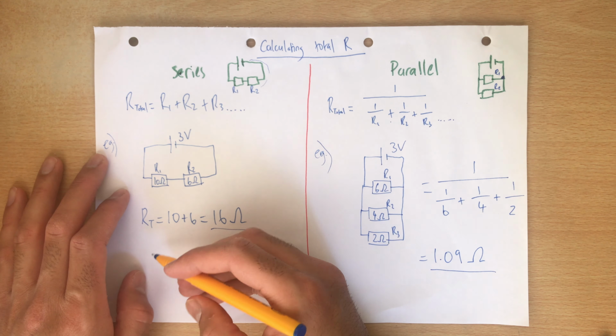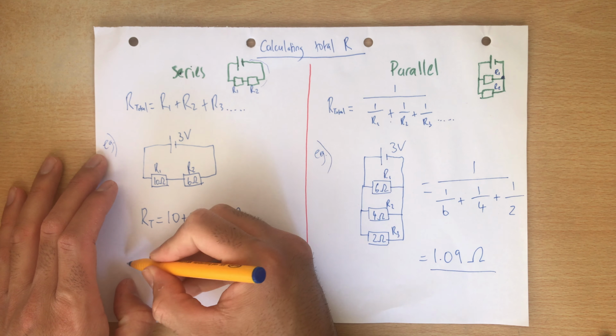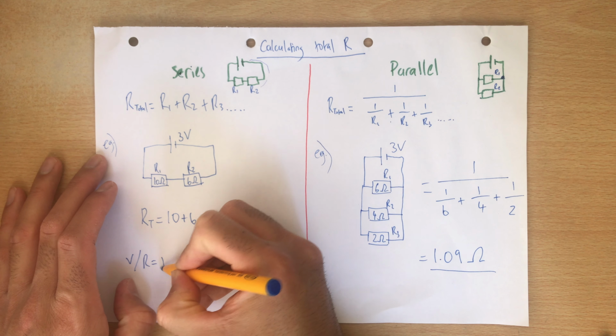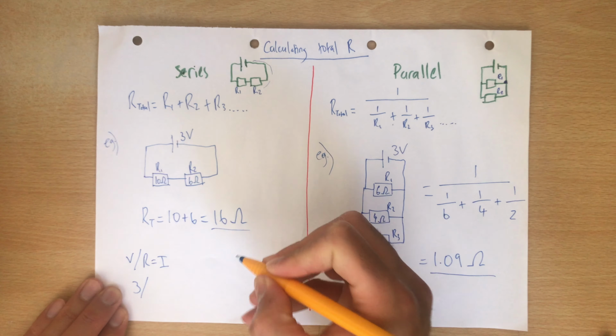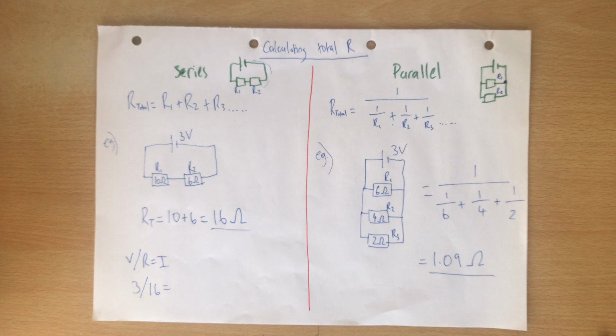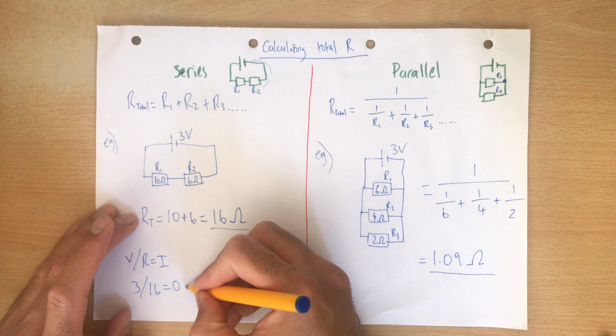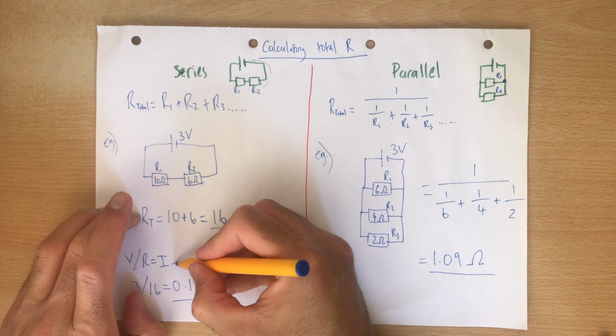So what we do is we basically use Ohm's law again. We're going to say V divided by R this time is equal to I. So in our case, it's going to be 3 divided by the total resistance 16, and that's how much current is actually going through that battery, which is 0.19 amps. So that's the total current. I should put IT there.